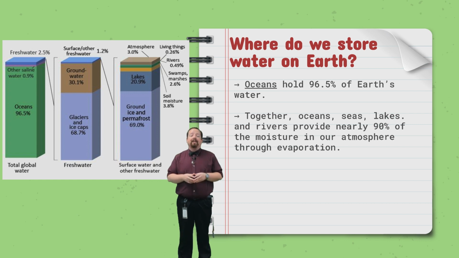Of that 2.5%, 68.7% is stuck in glaciers and ice caps, and 30.1% is stuck in the ground. That leaves us with just 1.2% of our 2.5% of all water that's accessible on the surface of the Earth. Of that 1.2%, 69% of it is stuck in the ground ice and permafrost, leaving us with just 31% of that 1.2% that we can easily access. If we do a little bit of math with those numbers, we can see that only 0.009% of all the Earth's water is fresh water that's easily accessible to us.